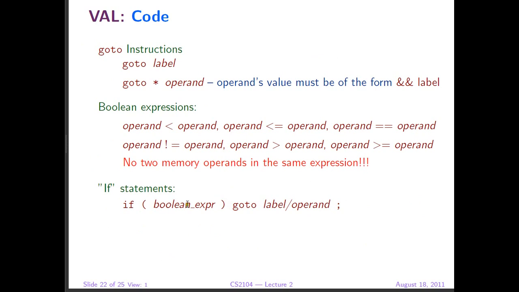We allow only one kind, a very simple kind of if statement: if Boolean expression, go to label or operand. So here we can have either a fixed go to or a computed go to. But we can't put an arbitrary number of instructions in here. We only allow go to. That's the only thing we allow here.